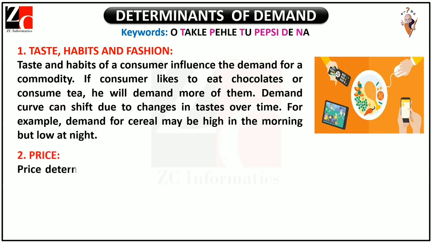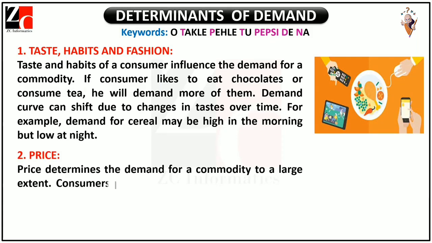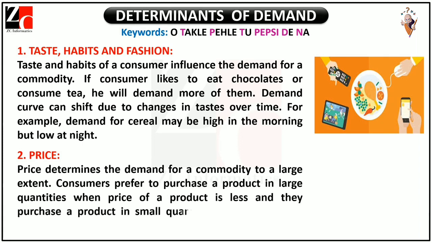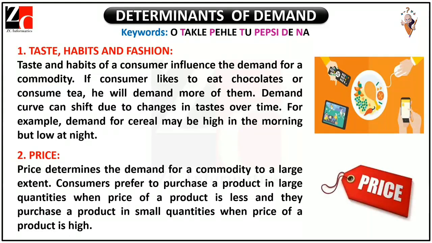Point number 2. Price. Price determines the demand for a commodity to a large extent. Consumers prefer to purchase a product in large quantities when the price of a product is less, and they purchase a product in small quantities when the price of a product is high. Price is one of the most important factors that affect demand. When price rises, demand falls, and when price falls, demand rises.